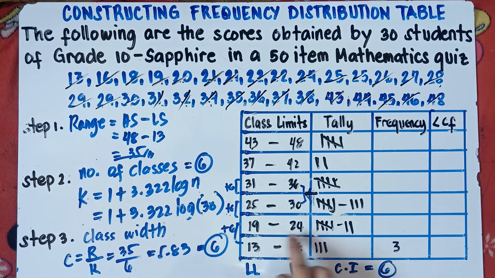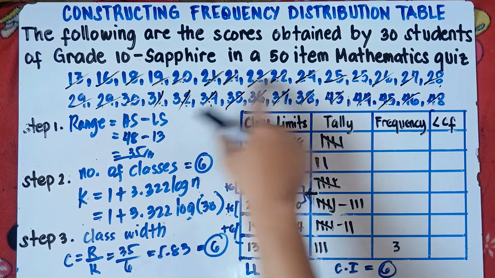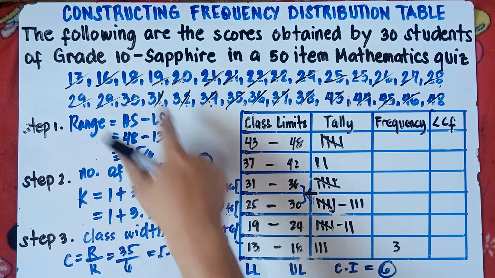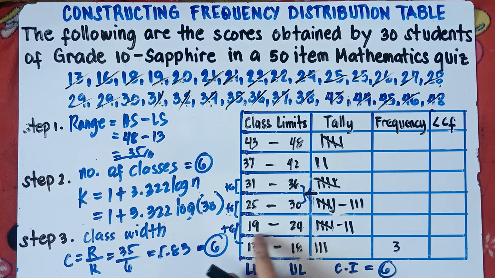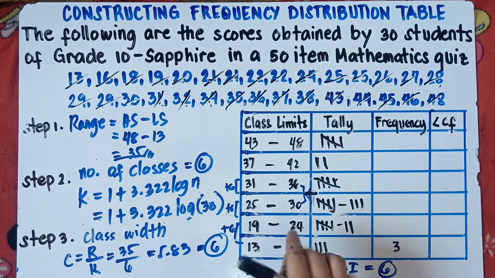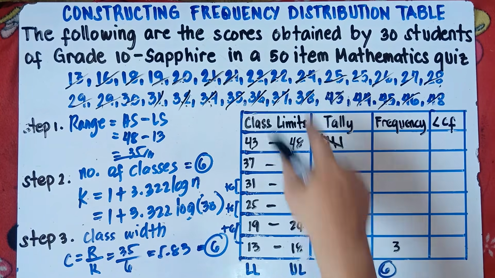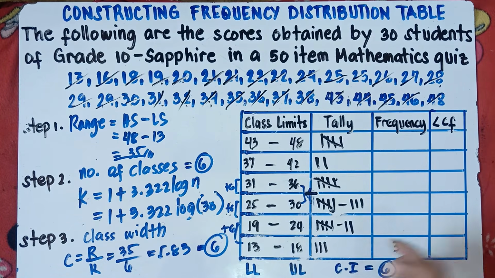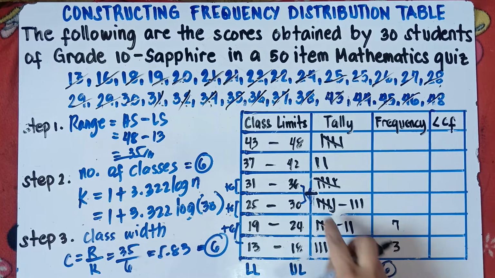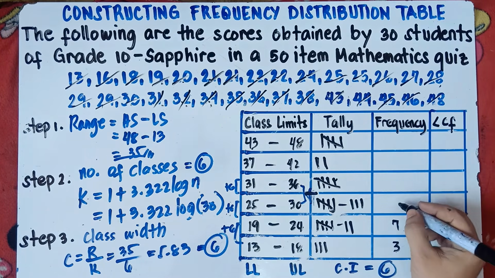Alright, so for 19 to 24, how many scores? Of course, including 20, because 20 is in between 19 and 24: 20, 21, 22, 23. So for the frequency, 19 to 24, how many scores? Let me count. 1, 2, 3, 4, 5, 6, 7. Same answer for the tally, class. Therefore, our frequency, class, just count this tally. This is 8. Therefore, frequency is 8.